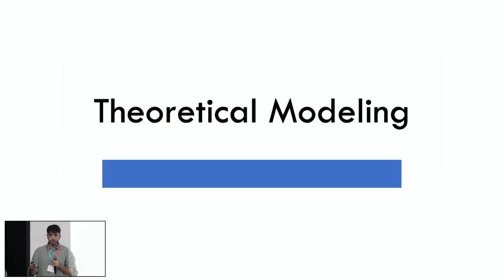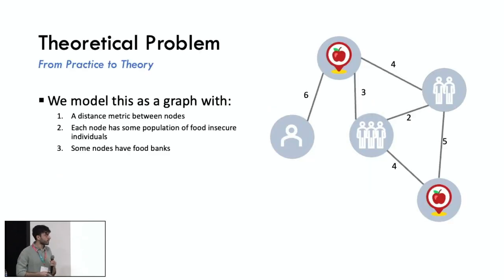The dynamic and fair matching algorithm has some theoretical guarantees, but in order to talk about these guarantees, first I need to theoretically formulate the problem that we have. So we essentially have a graph where each node is connected by an edge, where the edge has some distance metric. And each node is characterized by two different things. One is the number of food insecure individuals that reside in this node. And the second one is whether a food bank is open in this specific node or not.